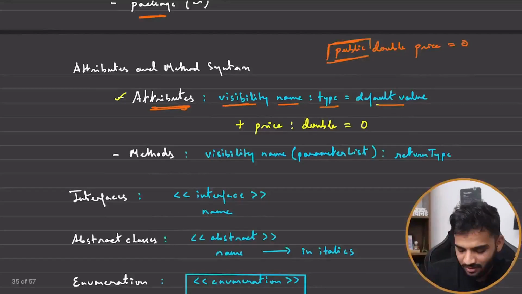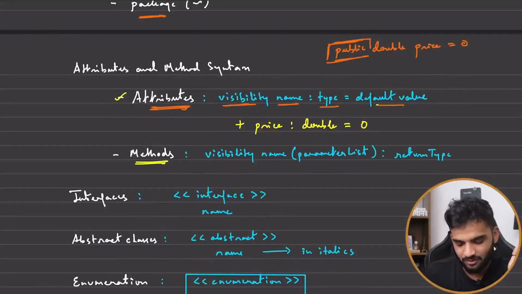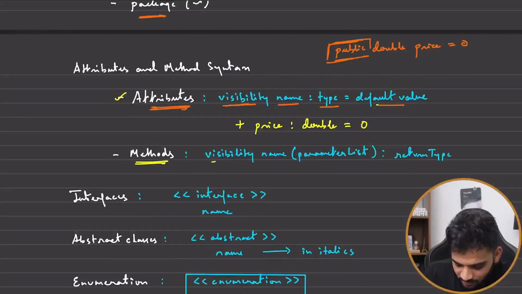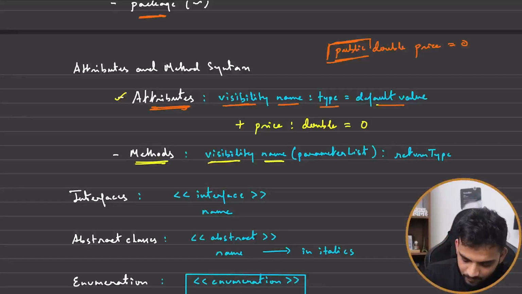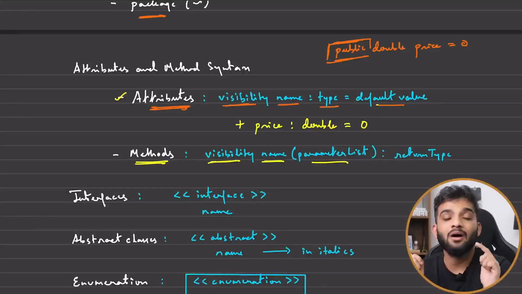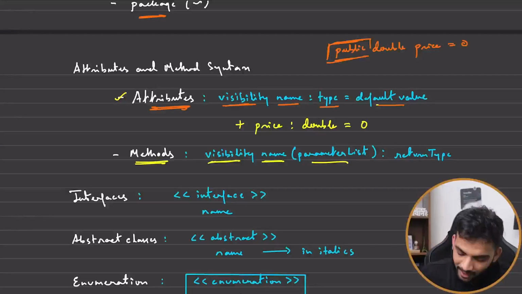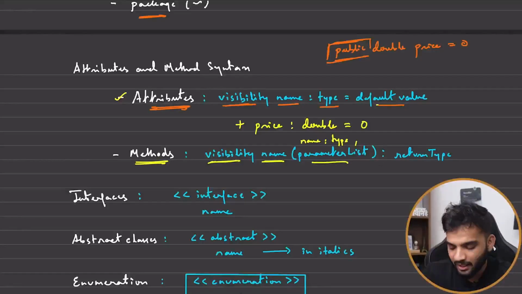The next one is, how do we represent a method? Again, the same format. We write the visibility first, which is the visibility marker. Then we write the name. Then we have the parameter list separated by comma. How is it written? It's similar to name, colon, and the type. This is how it is separated. Again a colon, and then a return type.